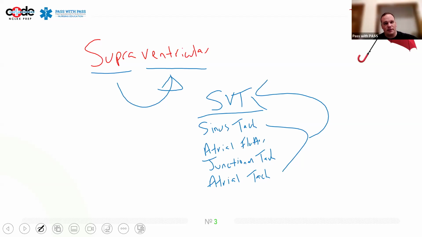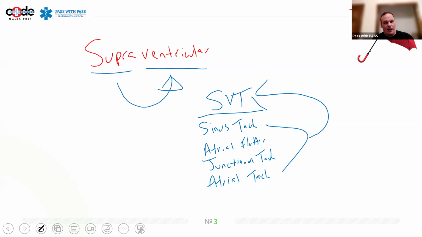You can push adenosine, and you might see that rhythm and rate go from 180 down to 120, 130, 110. And at that point, you might be able to pick out, oh, that's the underlying rhythm. That looks like sinus tach, or that looks like junctional tach, or whatever it may be. But that might not always be the case either.